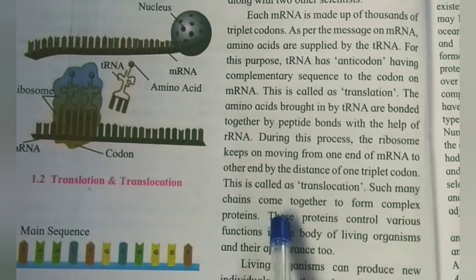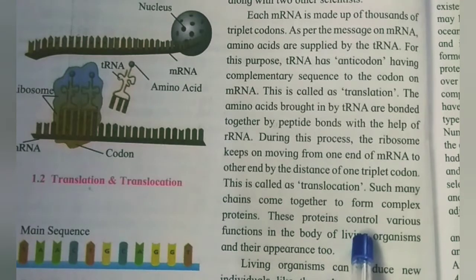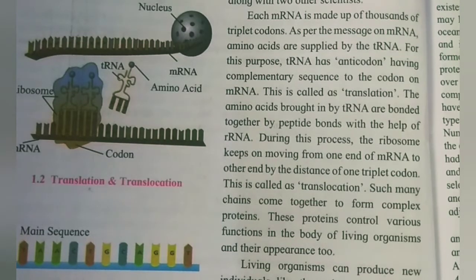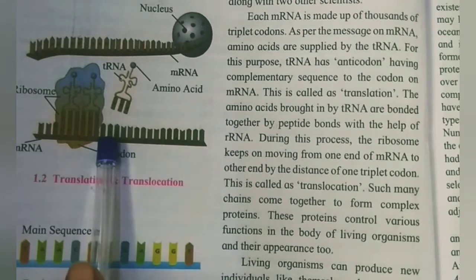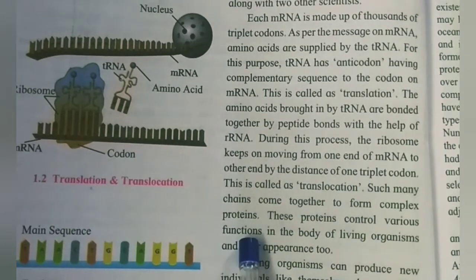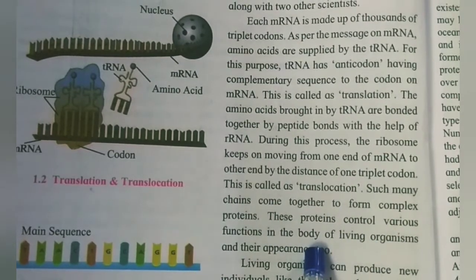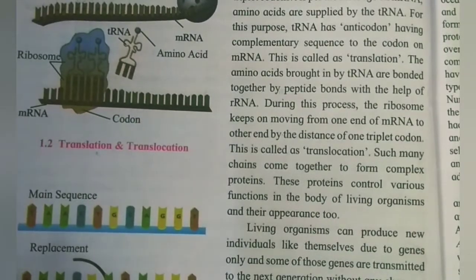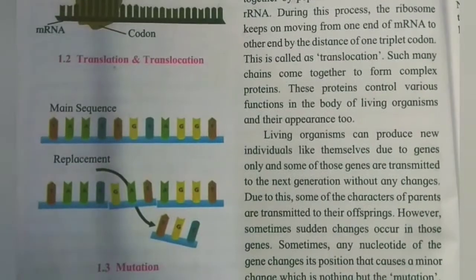Many such chains come together to form complex proteins. These proteins control various functions in the body of living organisms and their appearance too. Here only one example is shown. There are many such chains of complex proteins, and they control various functions of the body and their appearance too.